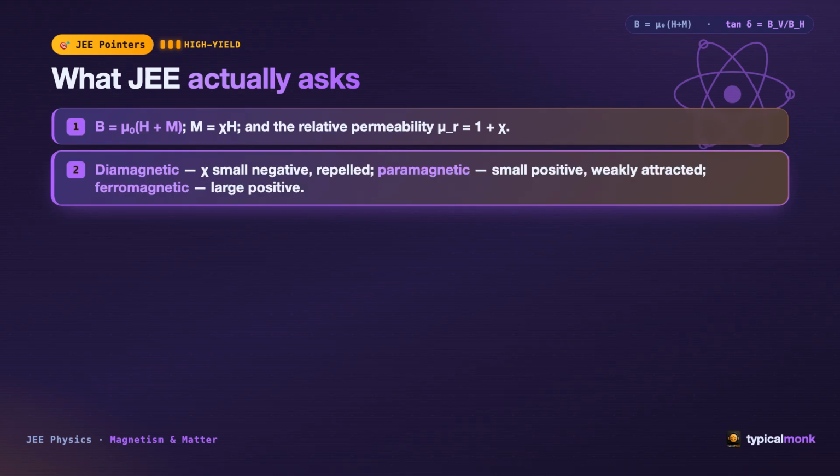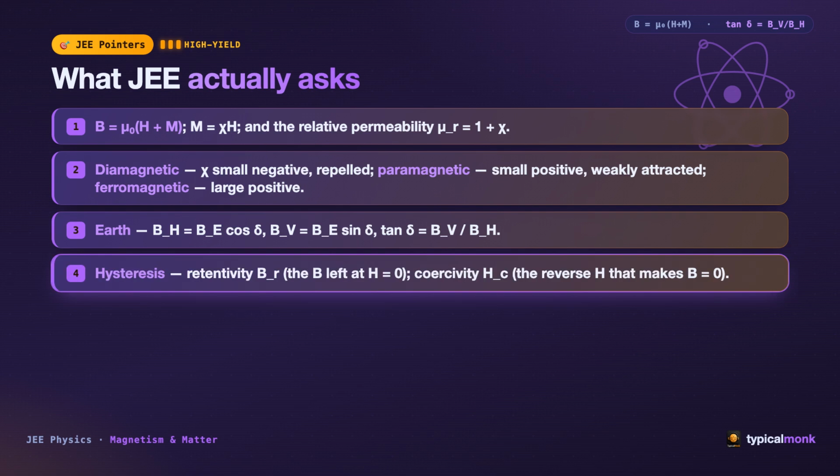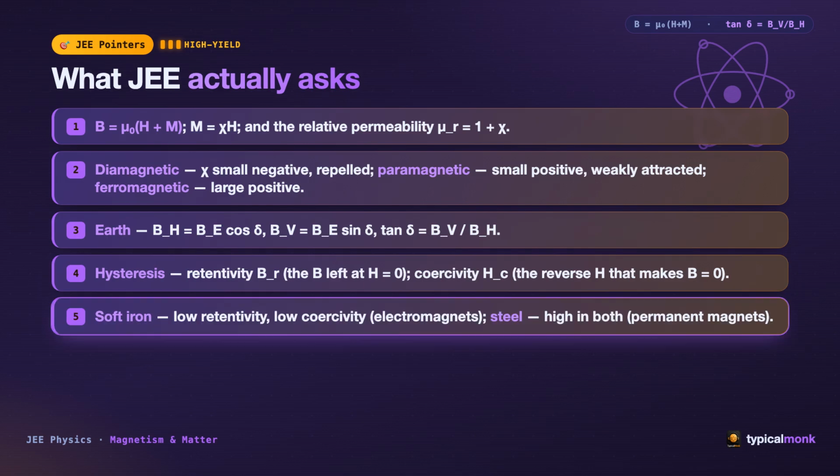2. Diamagnetic, chi small and negative, repelled; paramagnetic, small and positive, weakly attracted; ferromagnetic, large and positive. 3. Earth's B horizontal equals B Earth cosine delta, B vertical equals B Earth sine delta, and tan delta equals B vertical over B horizontal. 4. Hysteresis: retentivity, the B left at H equal to 0, and coercivity, the reverse H that brings B back to 0. And 5. Soft iron, low retentivity and low coercivity, for electromagnets; steel, high in both, for permanent magnets.